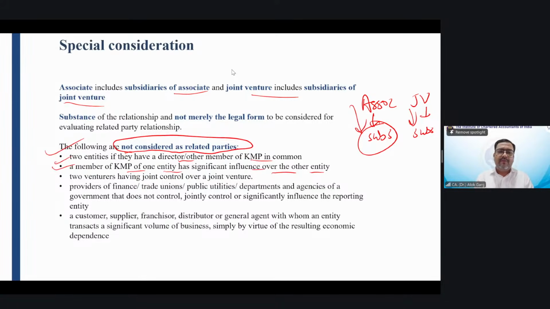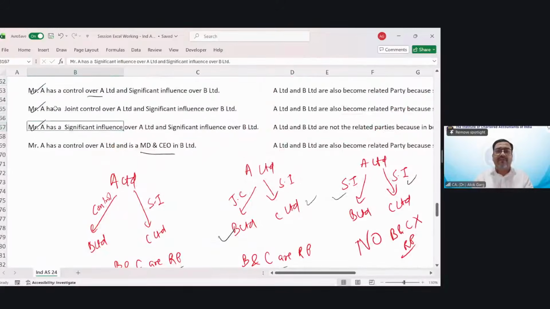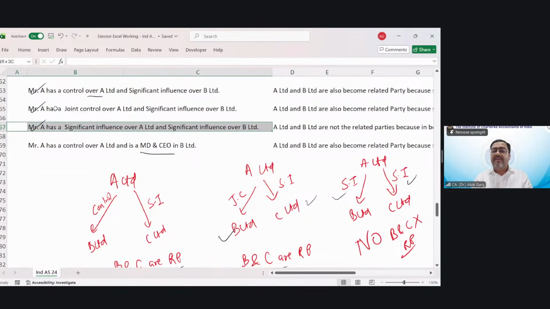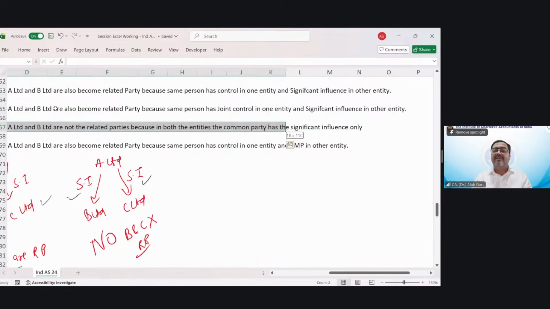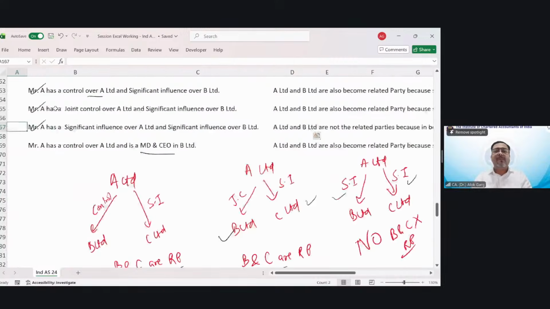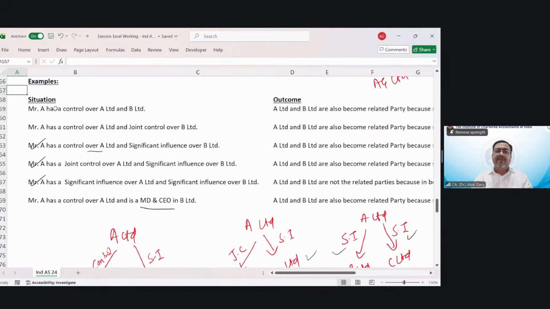And you know, we have discussed this also. Forget about the KMP. We have discussed two significant influences also, na? Mr. A has significant influence over A Limited and significant influence over B Limited. So A Limited and B Limited are not related parties because in both entities the common party has only significant influence, right? So at least in one entity, it has to be control or joint control, right? Clear?